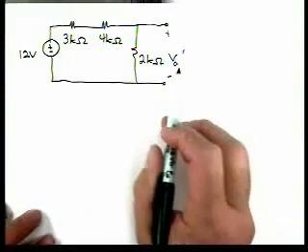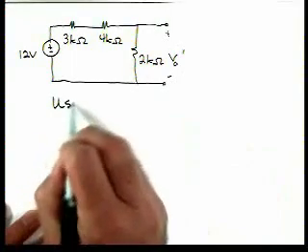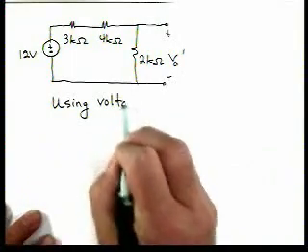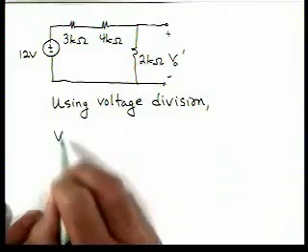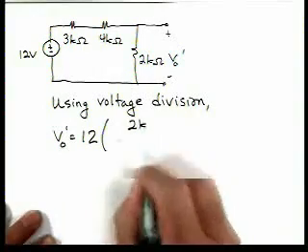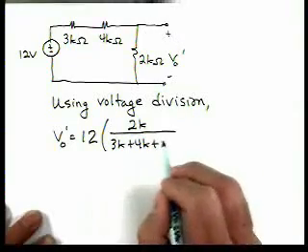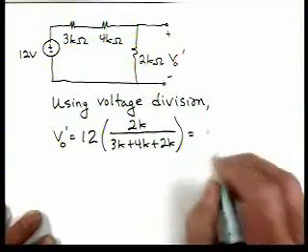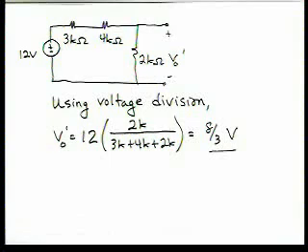So we now need to calculate the contribution to the voltage V0 from the 12-volt source, and we can do that using voltage division. Using voltage division, we have V0 prime is 12. We want the voltage across the 2K, so we have the 2K in the numerator, over 3K plus 4K plus 2K, and that gets us 8/3 of a volt. So the voltage source acting alone provides a V0 prime voltage of 8/3.